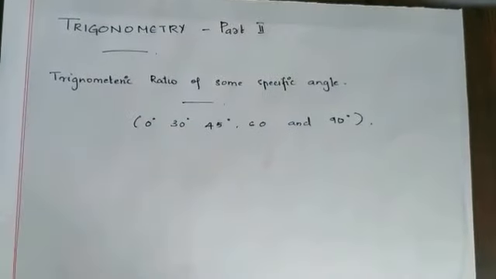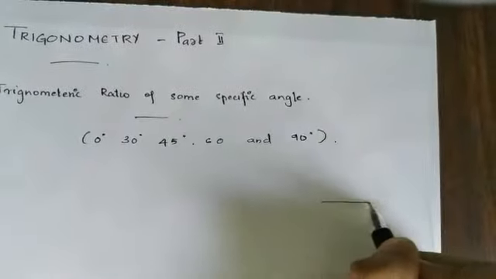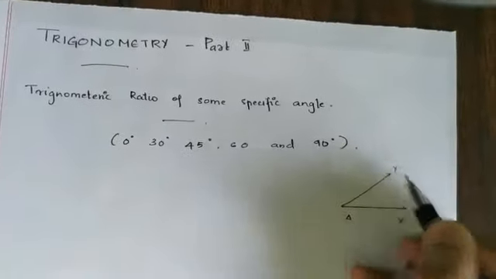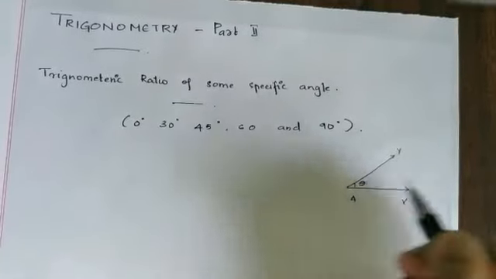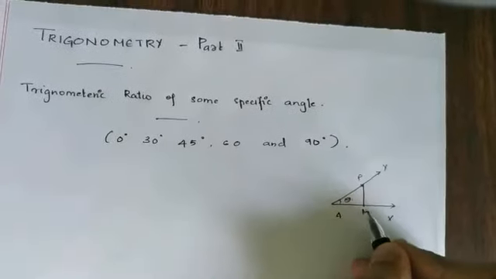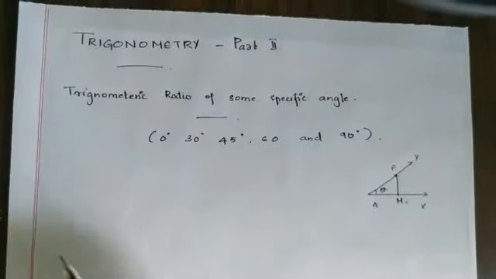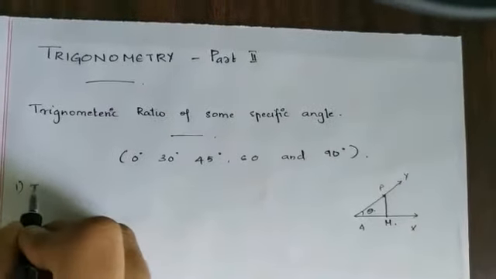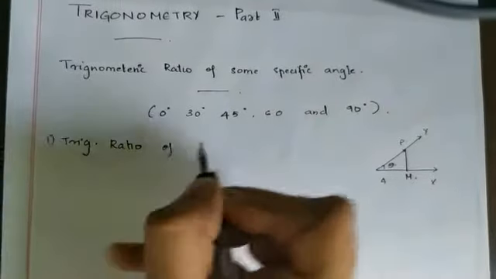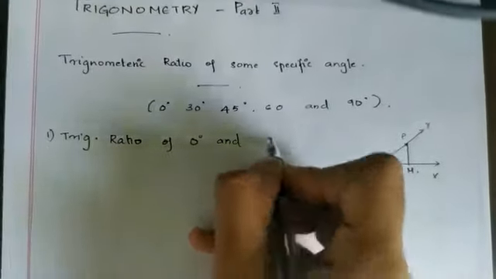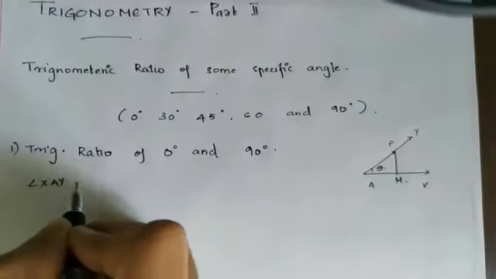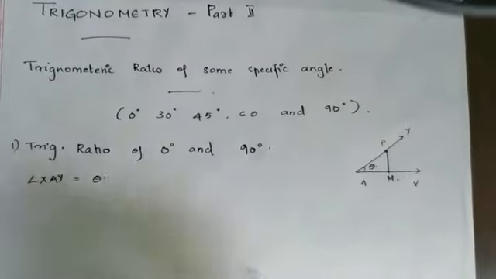Before that, let us consider our figure, that is the line segments AX and AY, and the angle between them is theta. P is a point on AY and a perpendicular is drawn to AX. Let this point be M. Now, first let us find the trigonometric ratios of 0 degree and 90 degree. For that, let us consider angle XAY. This is acute angle theta.